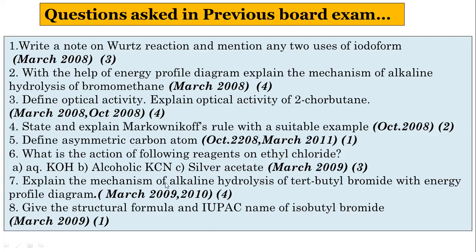Then the next question: explain the mechanism of alkaline hydrolysis of tertiary butyl bromide with energy profile diagram. Remember, this energy profile diagram will not be asked for the board exam, but they can ask this question. But as our chemistry question framing team indicates, we are not using the word alkaline hydrolysis. Instead, the question will be asked like this: explain SN1 mechanism, or what is the action of aqueous KOH on tertiary butyl bromide. Such easy questions will be asked to you.